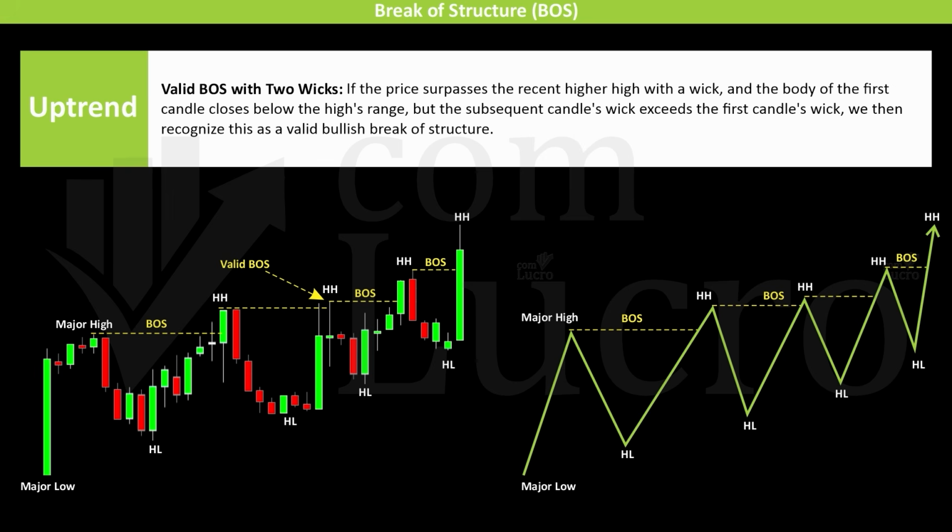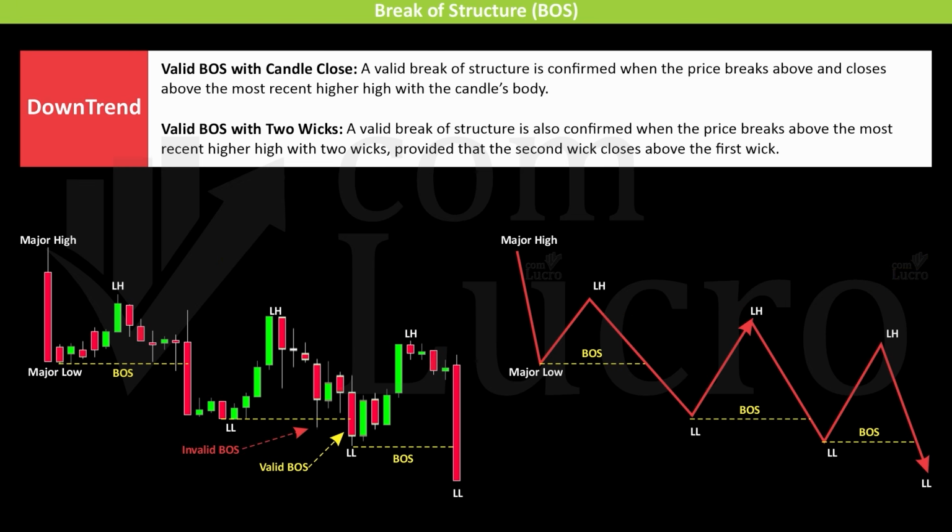If the price later breaks this newly formed low downward, it then acts as a clear indicator of a trend reversal or a valid change of character. Transitioning to the bearish scenario, which mirrors the bullish one. For a bearish market structure to confirm a valid break of structure, the price must break and close below the most recent lower low with the candle's body.